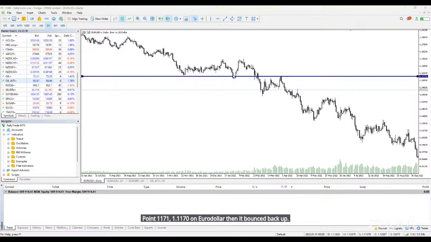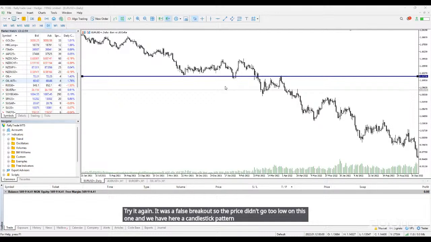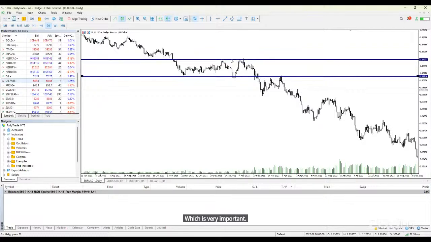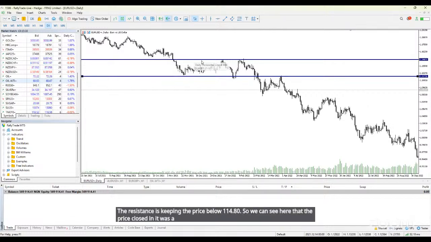Tried again. It was a false breakout, so the price didn't go too low on this one, and we have here a candlestick pattern, something that we will touch in future sessions. Got back up. Here we can see that now we have a resistance, which is very important, because if the support keeps the price above 1.1171, the resistance is keeping the price below 114.80. So we can see here that the price closed in, it was a support, then after that became a resistance. This is a resistance level.